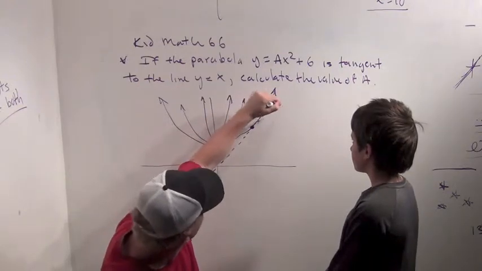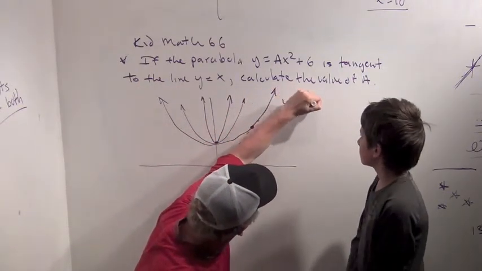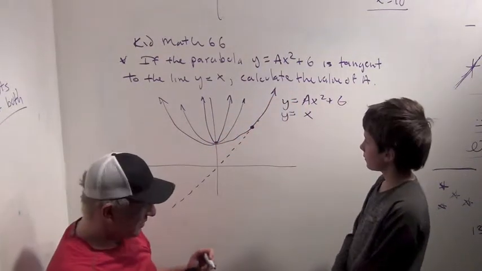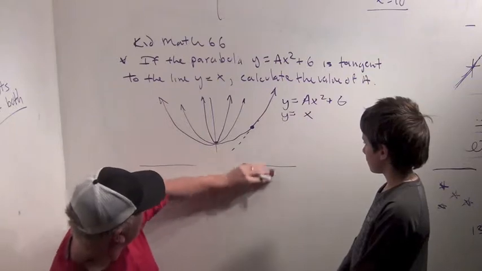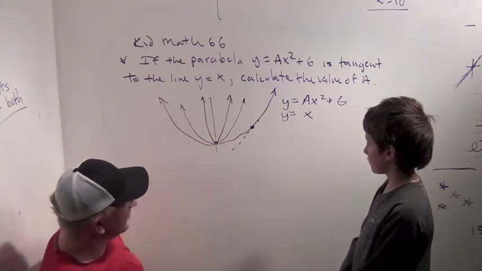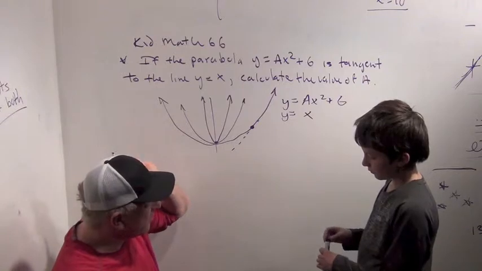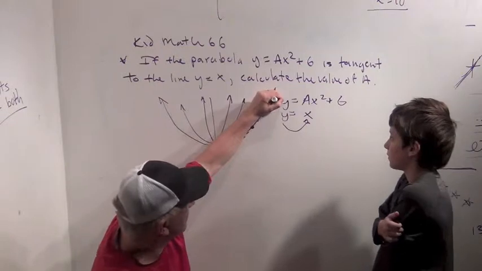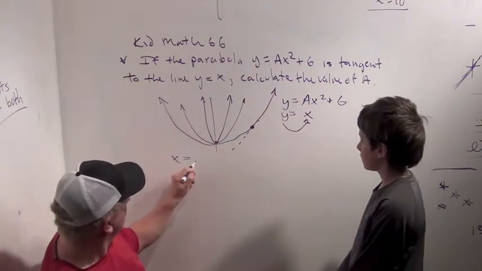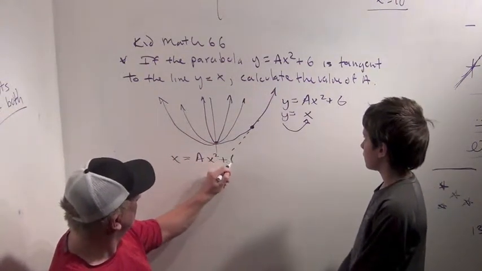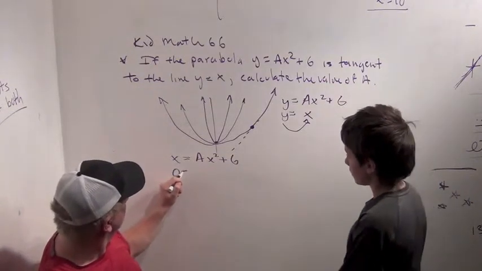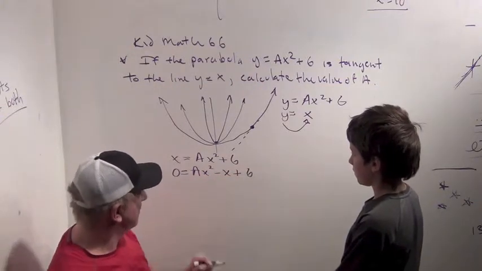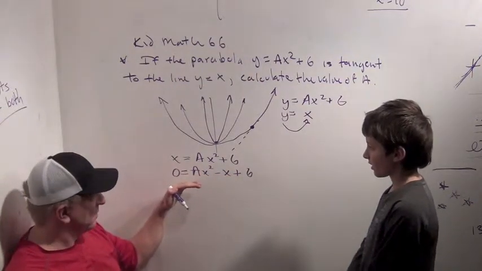So we have y equals ax squared plus 6, and we have y equals x. And we want to solve these two equations. I'm going to cut out the bottom part of this graph to have room to work. Now, what we want to do is use the fact that y equals x to substitute in for y up here. So we get x equals ax squared plus 6, or 0 equals ax squared minus x plus 6. Does that make sense? Yeah, you subtracted x from both sides.